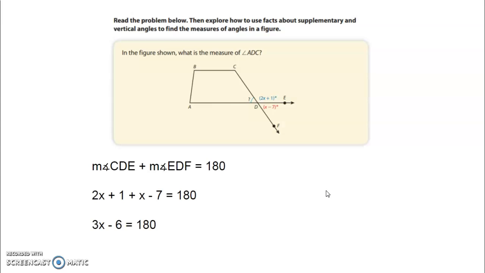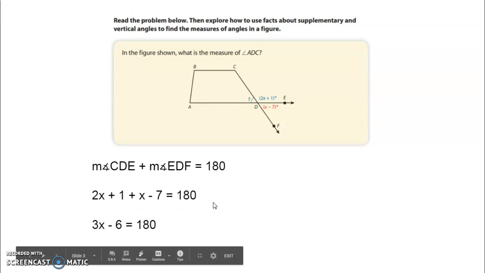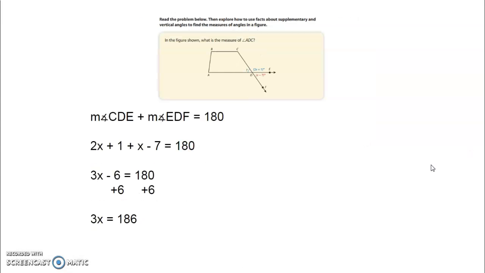I want you to remember that in situations like this, before you try to solve for the variables, you should always combine like terms. Another way of saying that is simplify it as much as possible. All right, so I can see my like terms here are the 2x and x. Remember, that's the same as 1x. So that gives me 3x. And then I have a 1 and a negative 7. Well, when I combine a positive 1 with a negative 7, that gives me a total of negative 6. So 3x minus 6 is equal to 180. Now that we've got it simplified, we can solve for the variable.